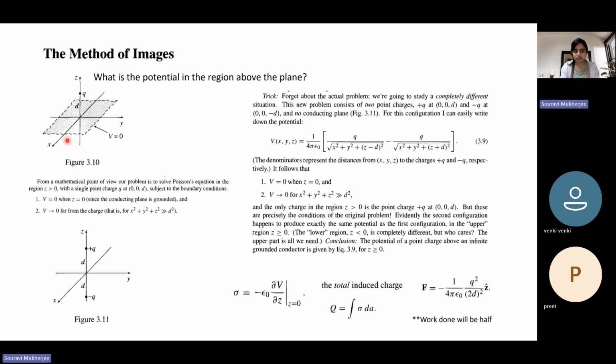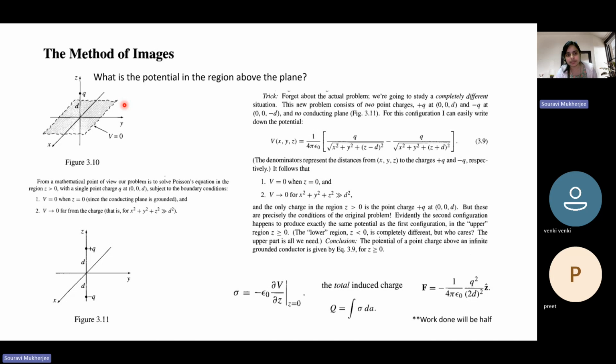But here you have a boundary condition which says that in the xy plane you have this conducting plane which is set to zero potential. So because of the presence of this surface, obviously the potential here will be modified. You want to find the net potential here, which has the effect of this point charge as well as this conducting surface.